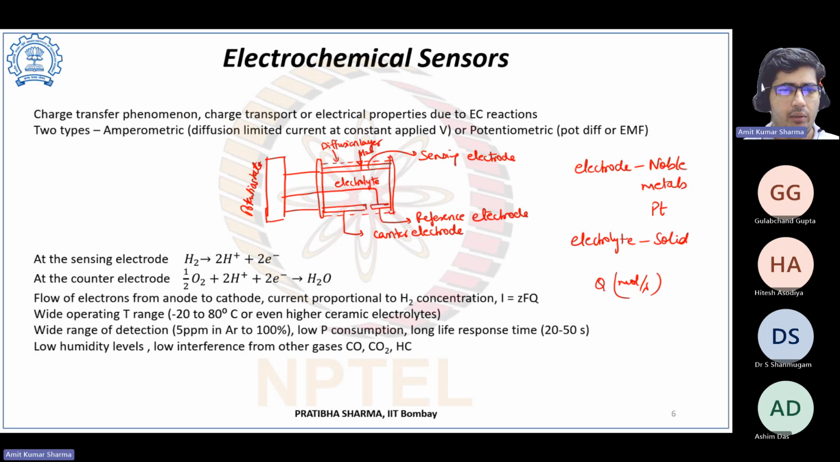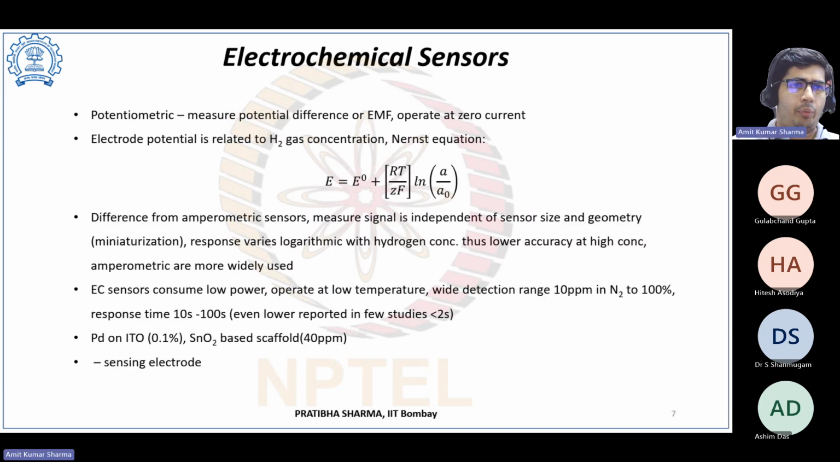So electrochemical, we have just covered this slide. In potentiometric, we measure potential difference or EMF operated at zero current. So electrode potential is related to the hydrogen gas concentration. So this is the Nernst equation: E equals E naught plus RT upon ZF ln A upon A naught. So this refers to the concentration of hydrogen.